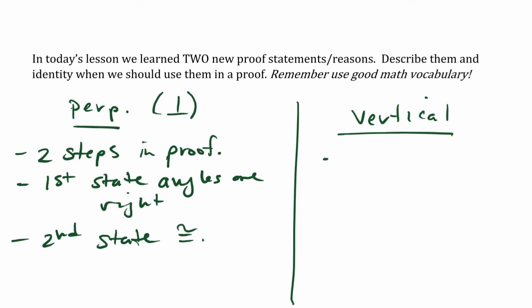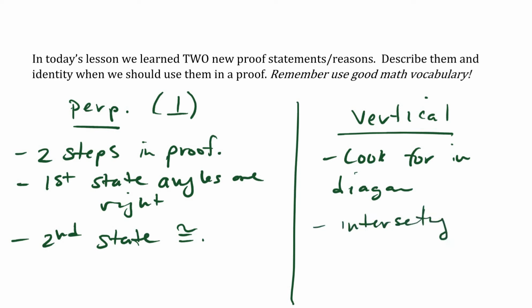Vertical angles I'm always going to look for in the diagram. These are not going to be given to me, right? I have to actually look for them in the diagram. I can't just say, oh yeah, it'll probably be given. Also, I'm looking for intersecting lines. Sorry, my handwriting's getting worse.